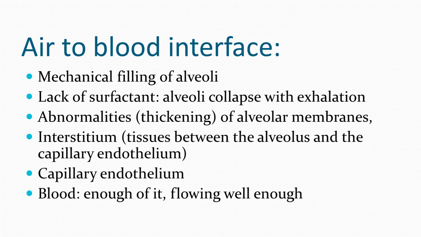Air into blood interface: mechanical filling of the alveoli, lack of surfactant, and alveolar collapse with exhalation. Abnormalities: thickening of the alveolar membrane, interstitium, tissues between the alveolus and the capillary endothelium, and the blood. Is the blood flow enough or flowing well? So one has to calculate the shunt.